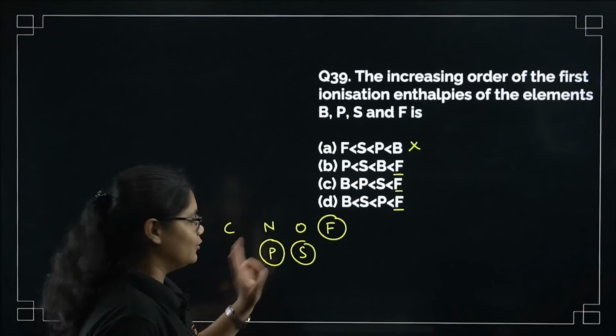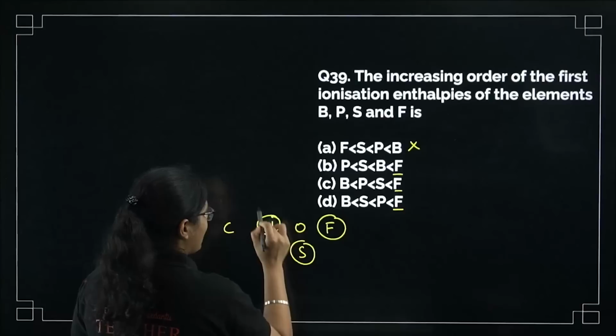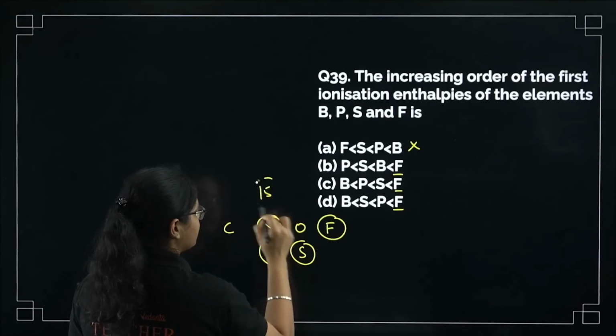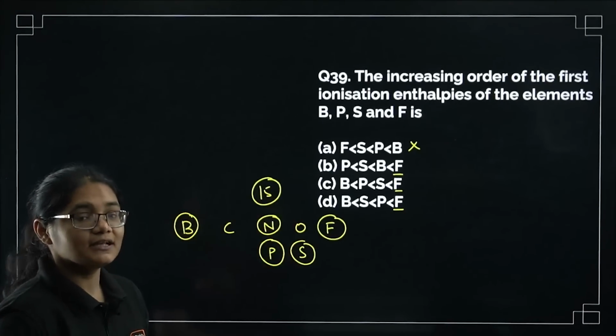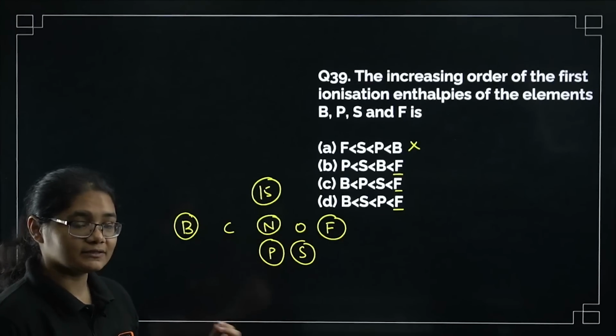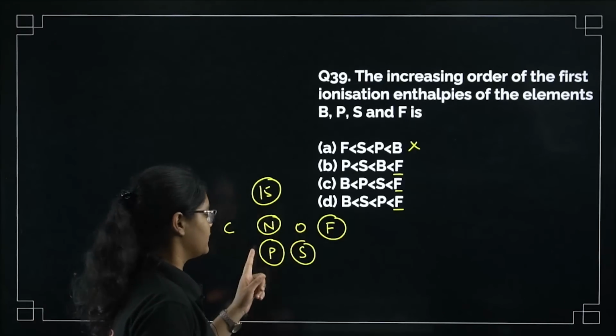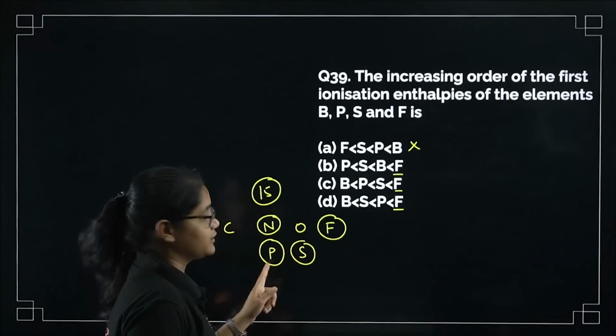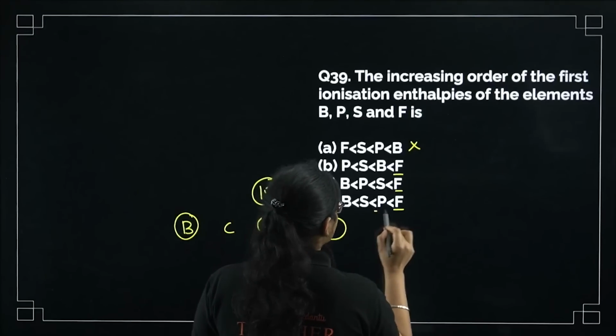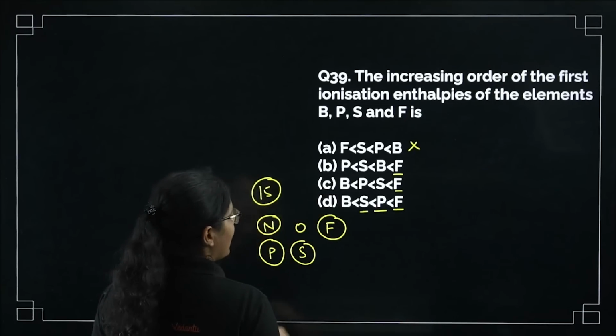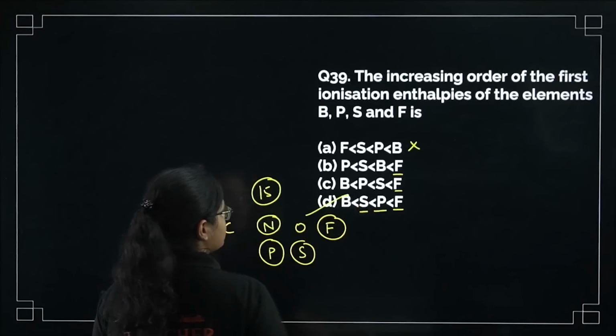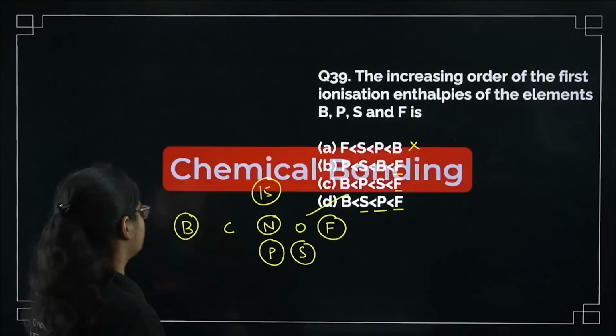Is it correct? No. If you remember, nitrogen, or this group 15, has exactly half-filled orbitals, so their ionization enthalpy is more than oxygen and sulfur. So before sulfur, phosphorus should come. So I have one option here and one option here, and lastly we will have boron. So option D is the correct answer here.